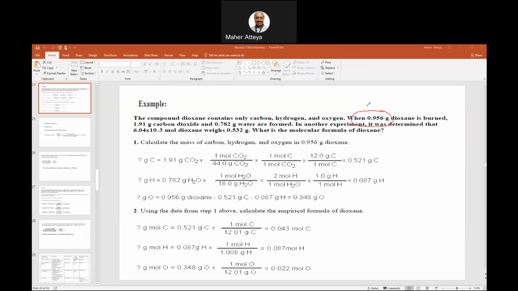So you have the sample, 0.95 grams. This is the whole sample of dioxane. You are burning this, you are combusting this, and out of the burning you get carbon dioxide, this amount, and you get H2O, this amount, assuming complete combustion. Then you have the molecular mass given to you, this amount here, in grams per mole. So this is the molar mass of the whole dioxane.